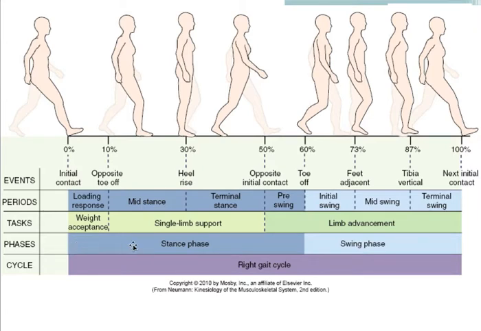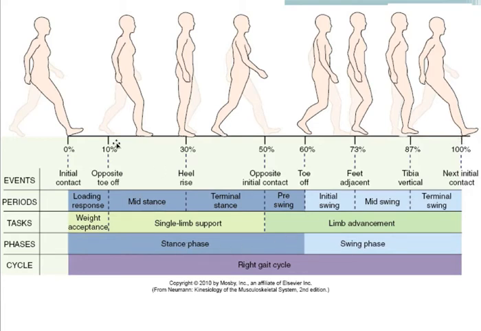The one phase is the stance phase. So if we land on that right limb, we basically take weight on that limb until 60% of the cycle here, when we are now weight bearing on our opposite side, and then we swing through, which is why it's called swing phase, to land again for the next cycle.